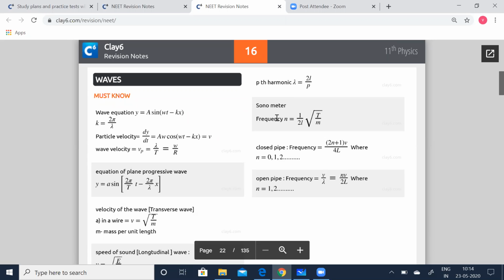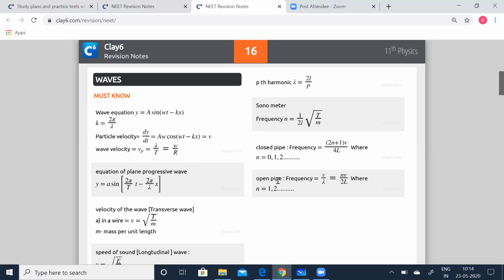For a sonometer, frequency is equal to 1 by 2L root of T by M, where T stands for tension, M is mass, and L is the length. For a closed pipe, frequency is equal to (2N plus 1) times V by 4L, where V is the velocity, L is the length, and N can take all integral values 0, 1, 2.